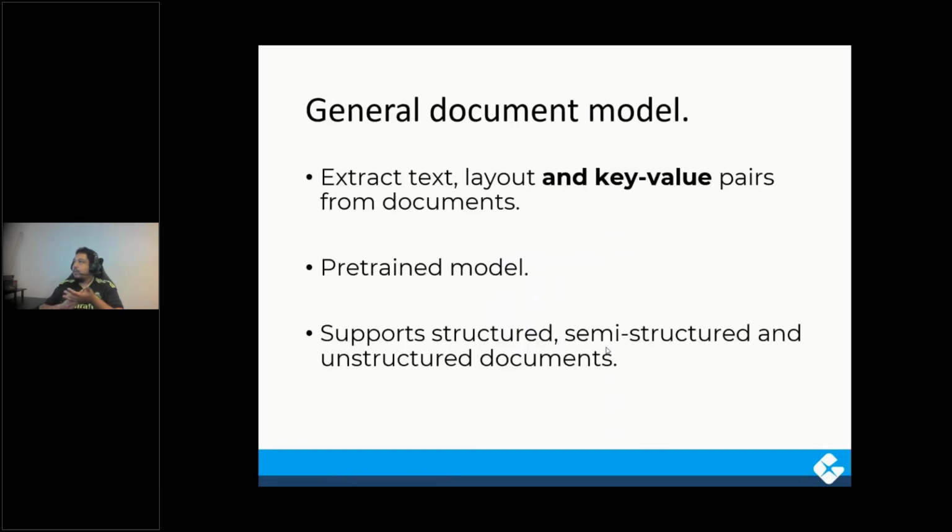And then we have the general document model, which is kind of a combination of the other two. It allows you to extract text, layout, and also any key value pairs from your document. For example, if you have a date in your document, this model will be able to identify it as a key value pair. It's going to say, hey, you have a date here. This is the value that date has. It is a pre-trained model, so you don't have to do any training for it. And it supports structured, semi-structured, and unstructured documents, so it doesn't need to have a particular template in order to extract all this information for you.